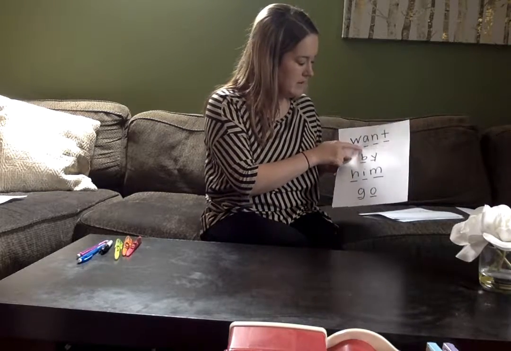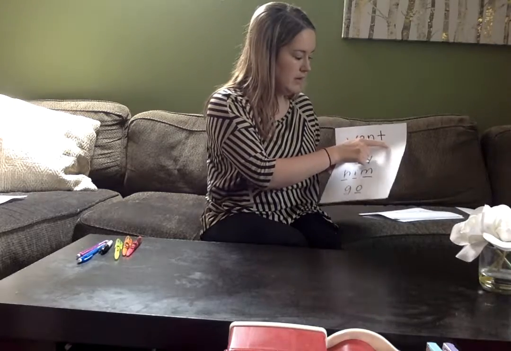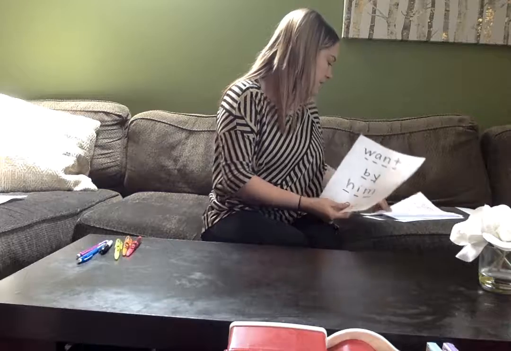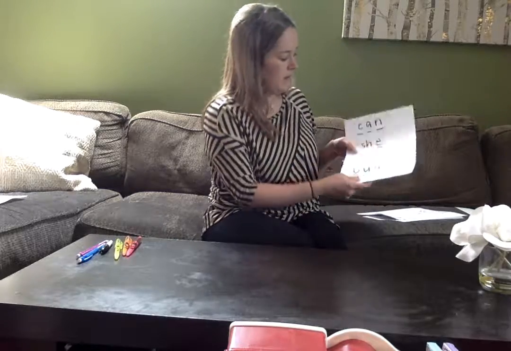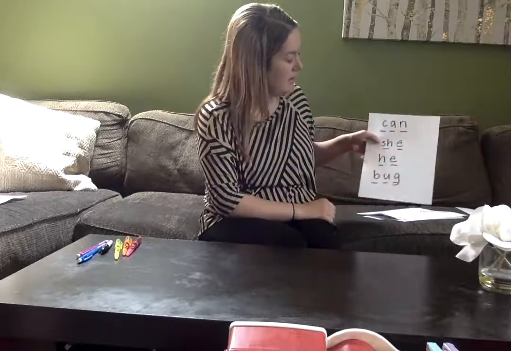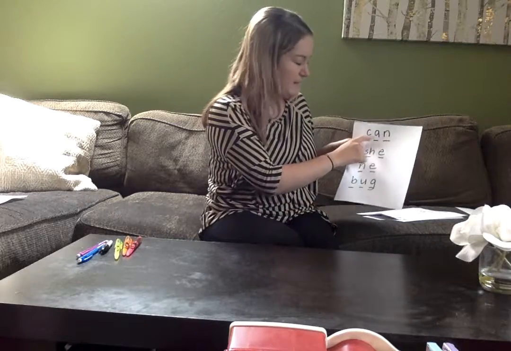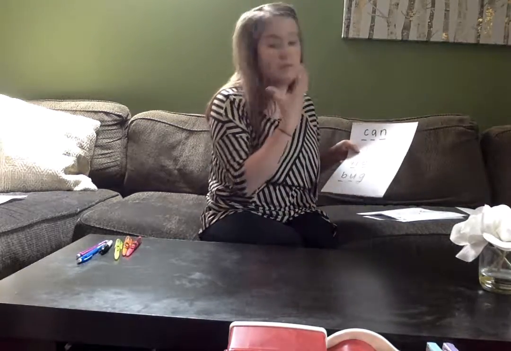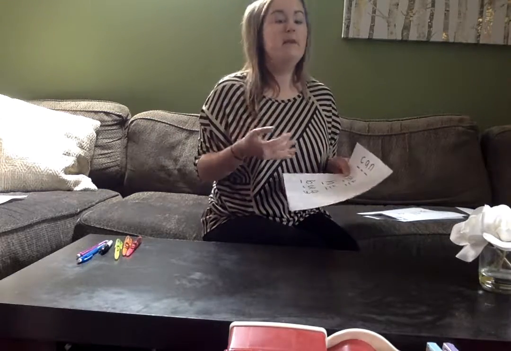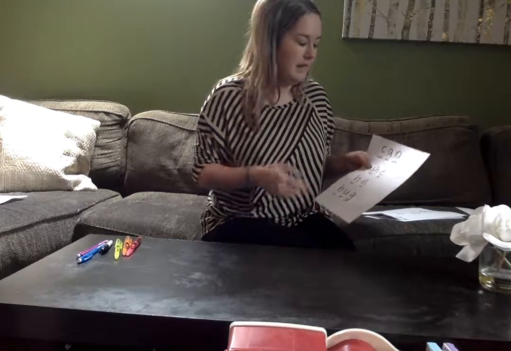Having the lines under each sound so they know how many sounds are going to be in the word. So for example, here's can. So we say k, a, n, can. So the student can slide their finger across if that works for them, or they can just visually see that there's 3 sounds in this word. So they know that ahead of time, and that can really help.